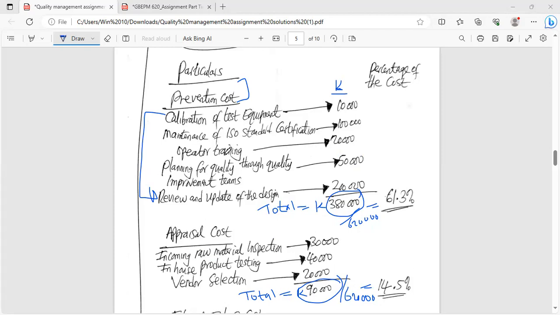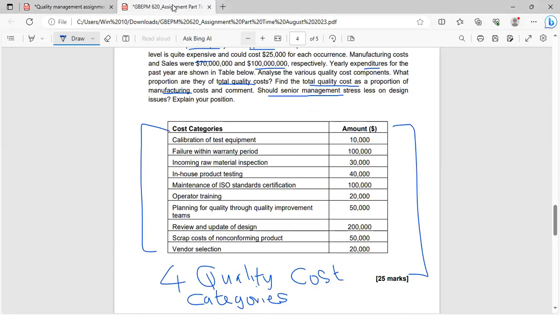The training is on prevention, planning is on improvement, reviews are also on prevention cost. So getting down to this table, this is prevention cost. Then maintenance is prevention. The training is also prevention. Planning is also prevention. Review is also prevention. So all these will be aggregated as we get the prevention cost.